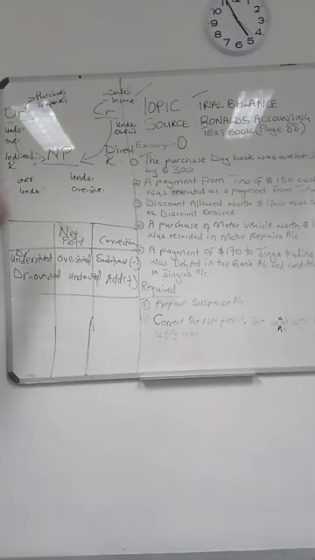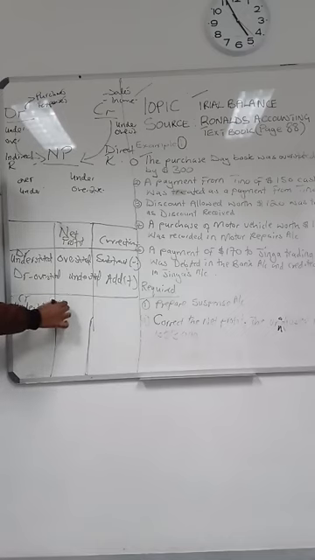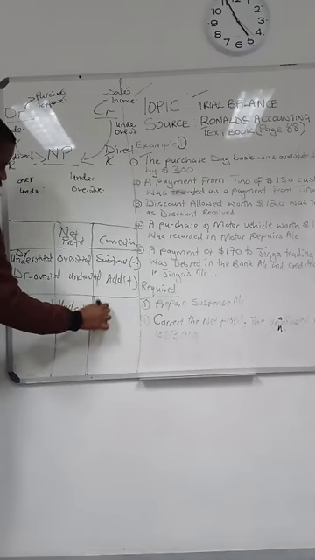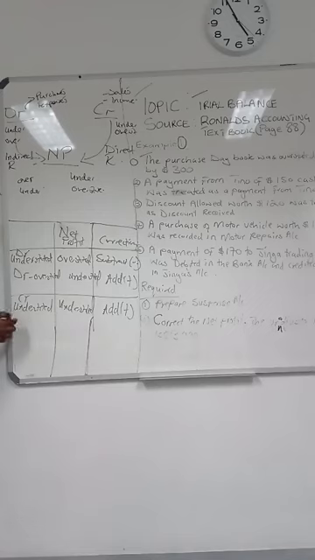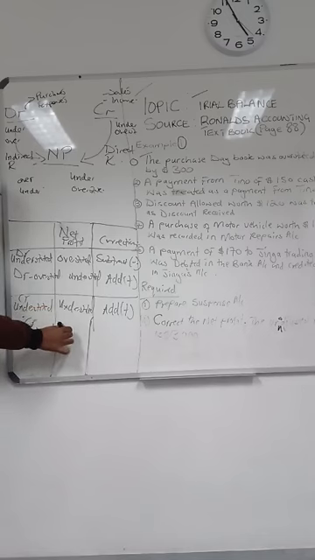After that, now let's go to the credit items. If credit items are understated, net profit will also be understated. Correction, we add. Then if credit items are overstated, net profit will also be overstated.